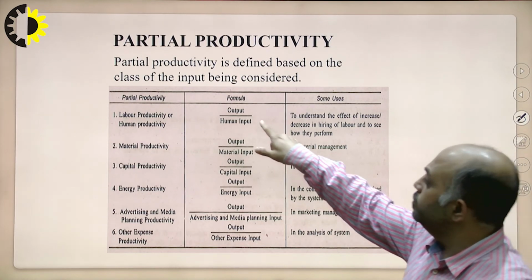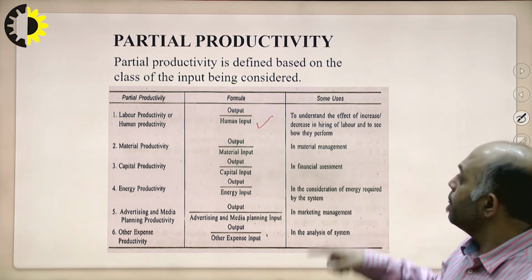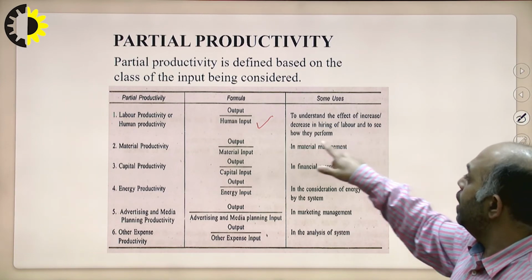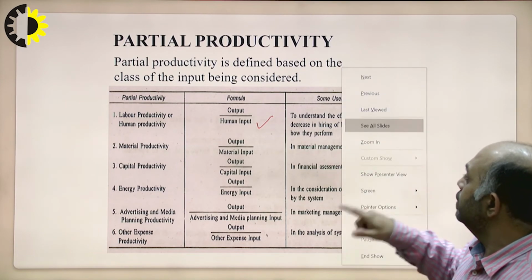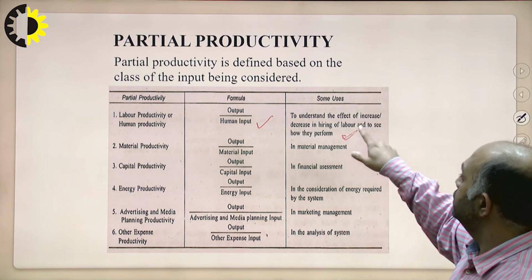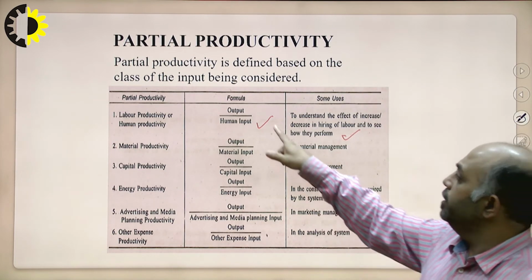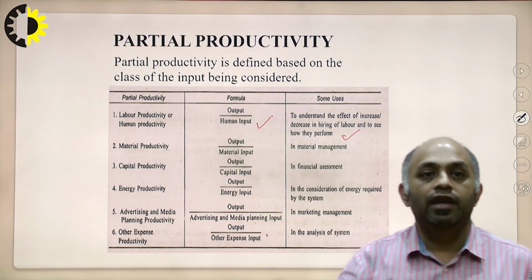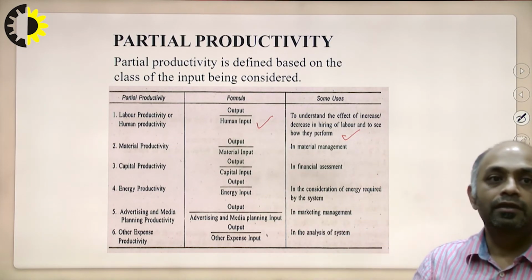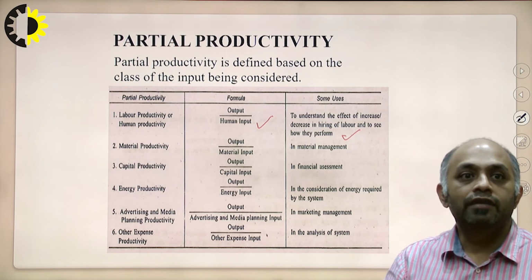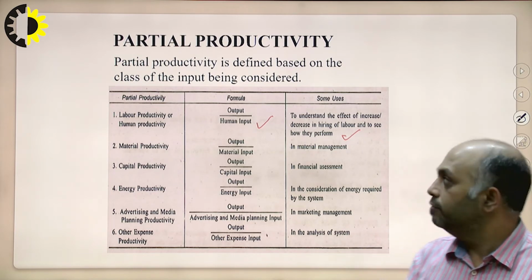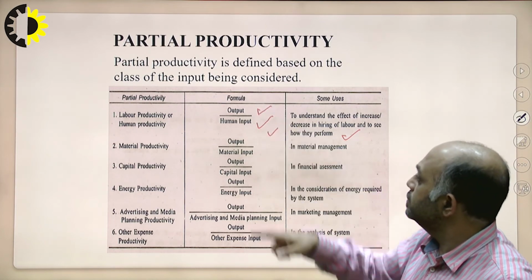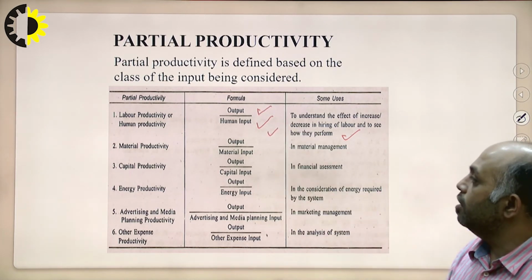In this case, what we do is we take the human inputs to understand the effect of the increase or decrease of hiring the labor to see how they perform, right? So this is what we actually see here. So this is the human input. The human input is quantified, and it is taken by the cost that the company is bearing for them, right? And this is the output that the company is having, right? So this is actually labor productivity.